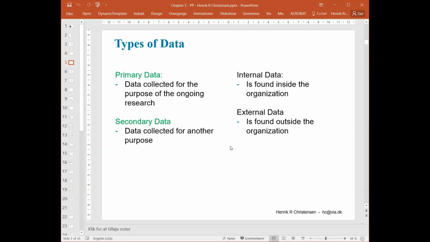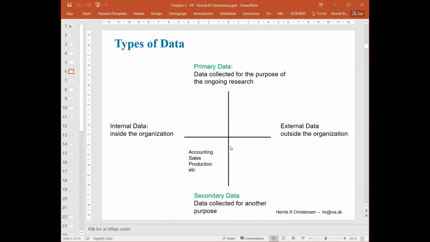Then primary data can be divided into internal data, which is found inside the organization, and it can be external data. Let's try to move on to the next slide here, because when we then put it in this way, we can have primary data up here, secondary down here, and then we put the other dimension on, which is internal and external. So that creates 4 quadrants here.